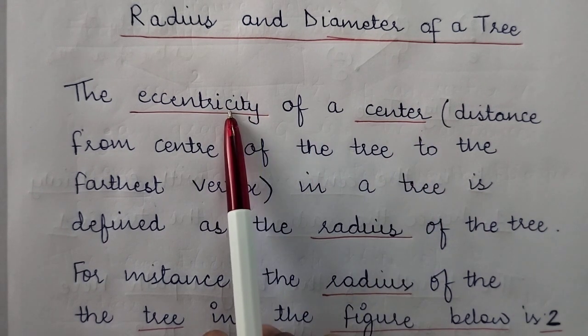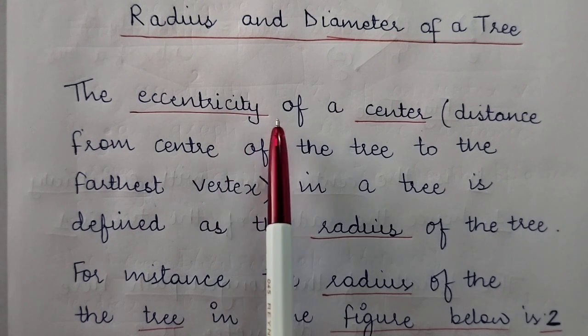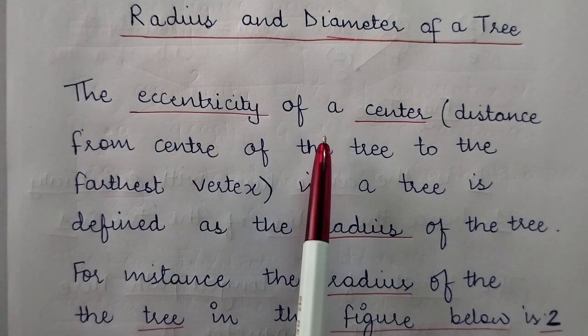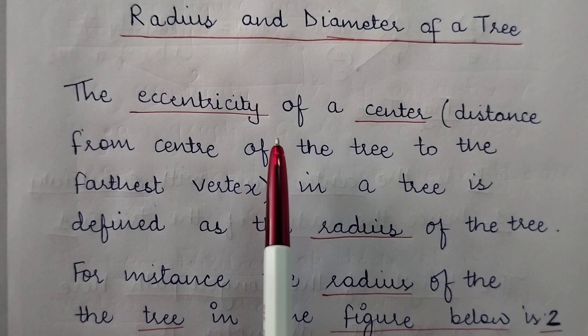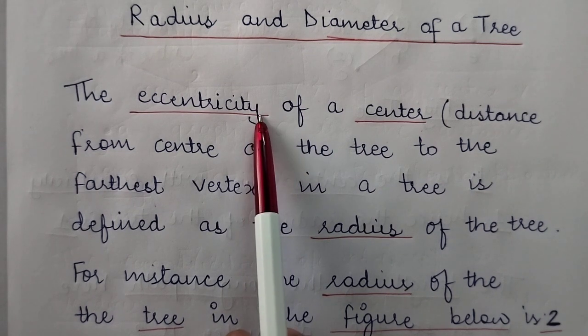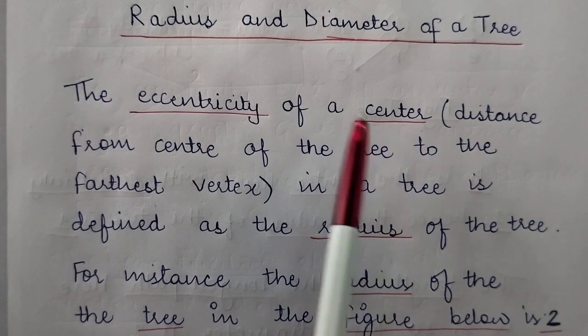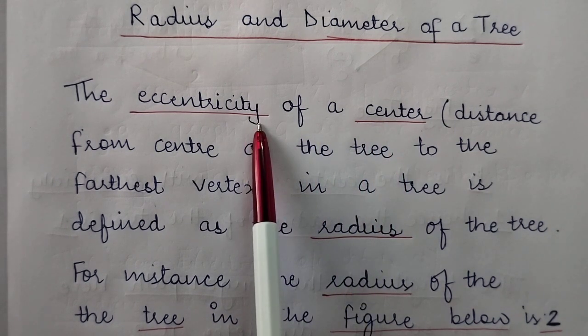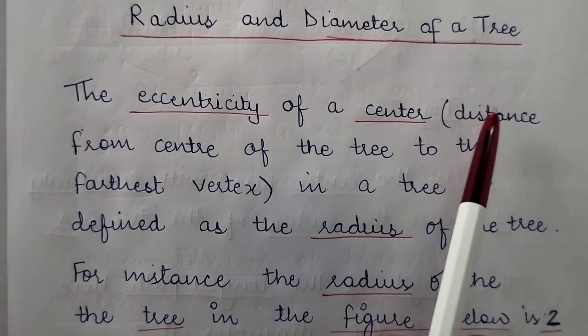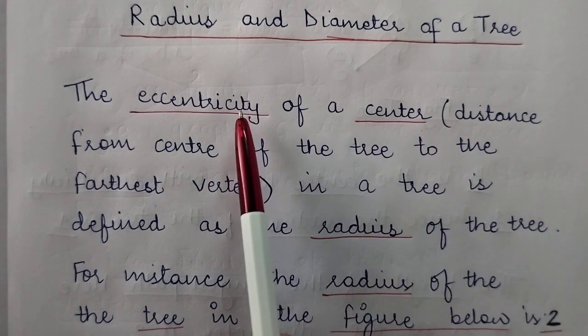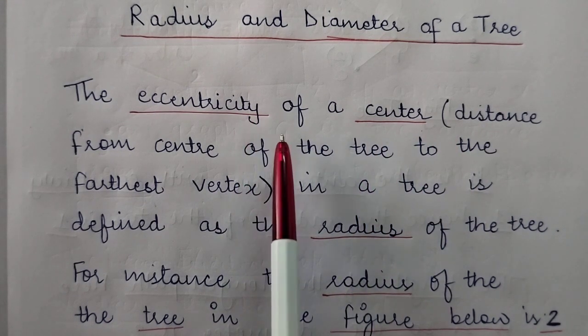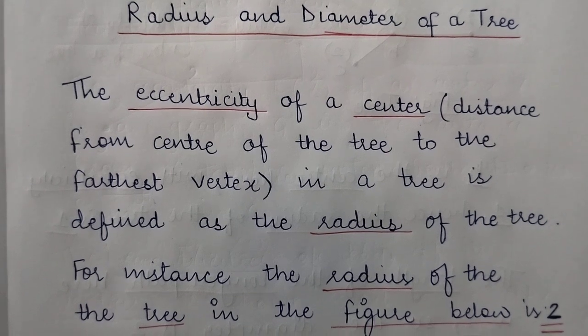And how do you find the eccentricity of the vertices? To find the eccentricity of a vertex, you find a path from that particular vertex to the vertex with the longest length. So the path from the vertex in question till the vertex having the longest length is known as the eccentricity of the vertex. This is how you find the eccentricities.